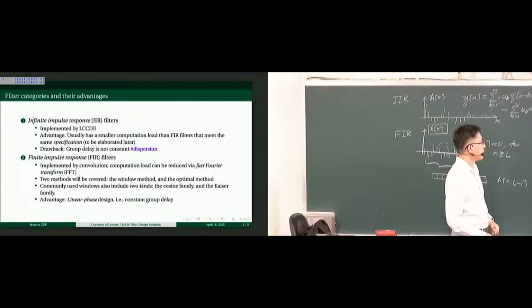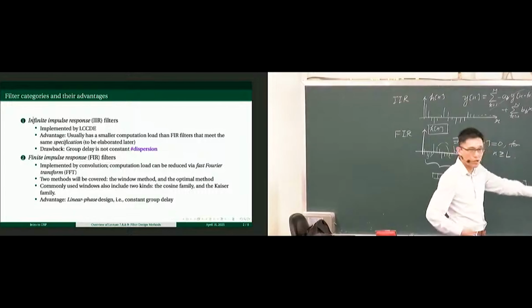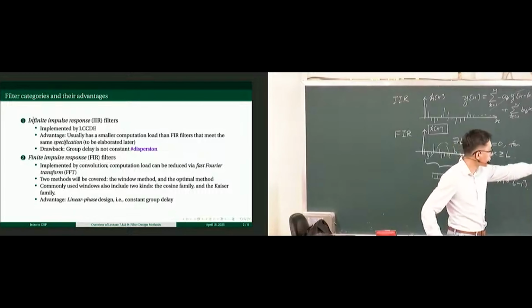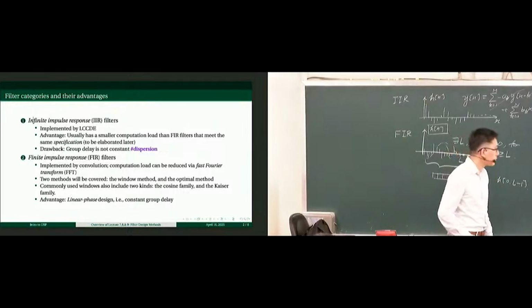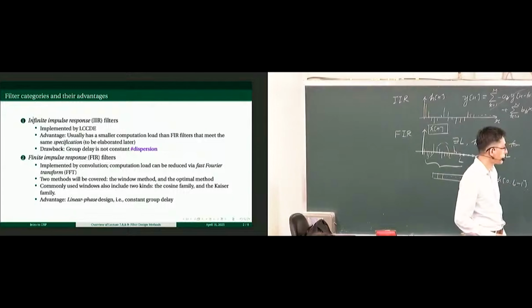All right. So, drawback: we covered the advantage, computation load, IIR yes, FIR maybe not so good. Drawback, group delay: FIR good, IIR not so good. So that's a short list of comparisons. Any comment?